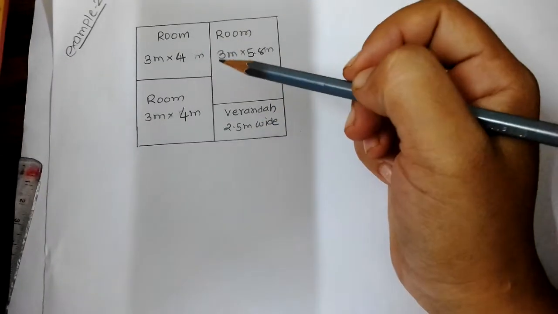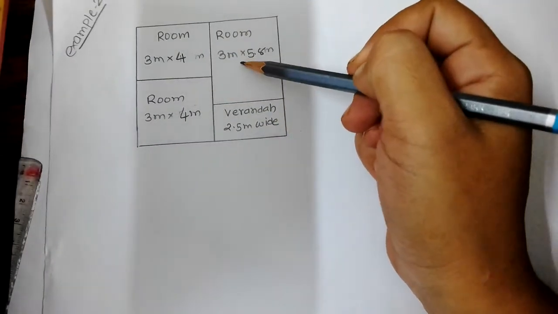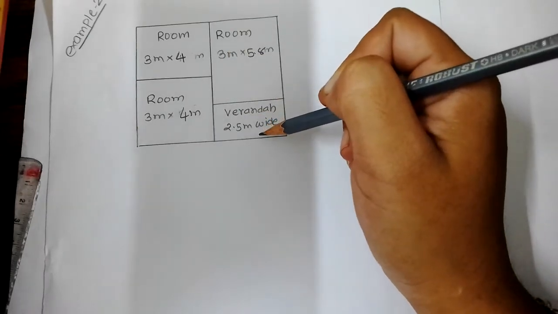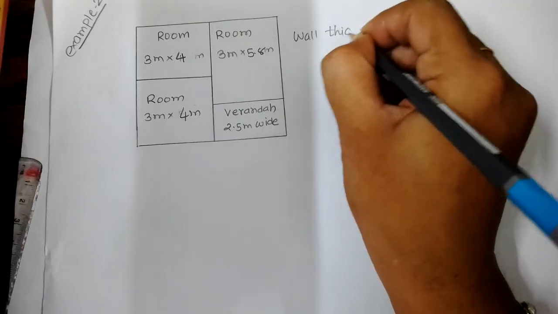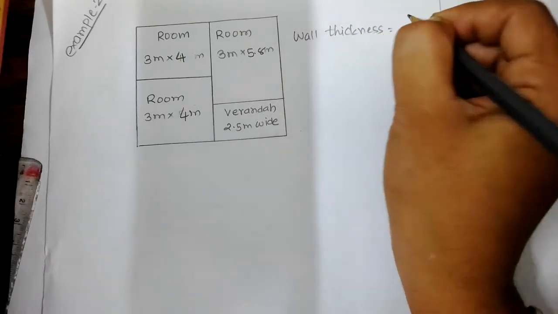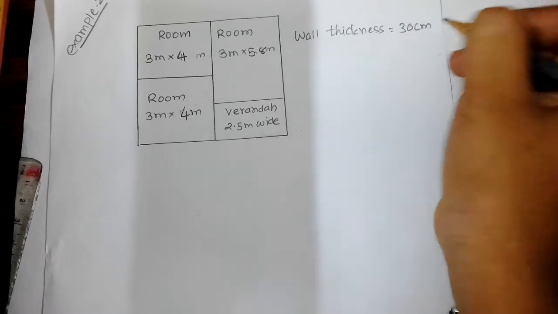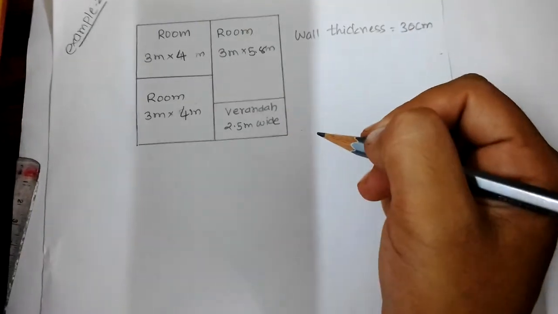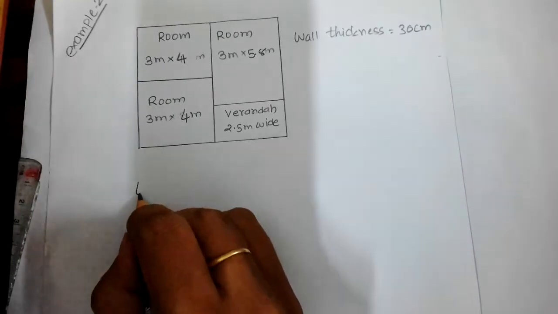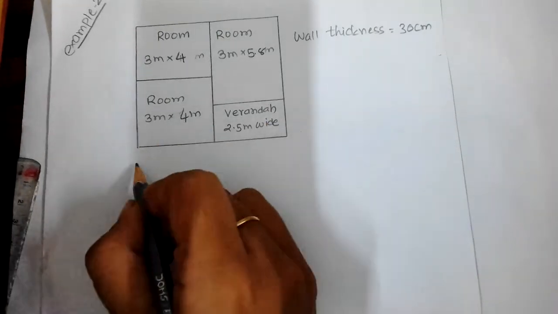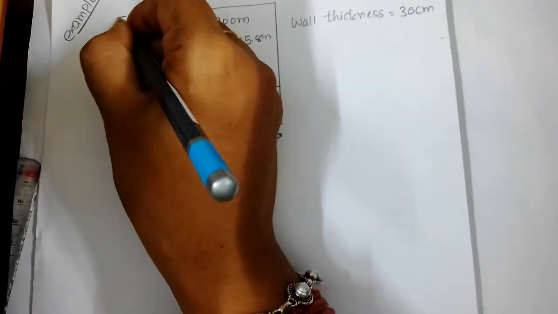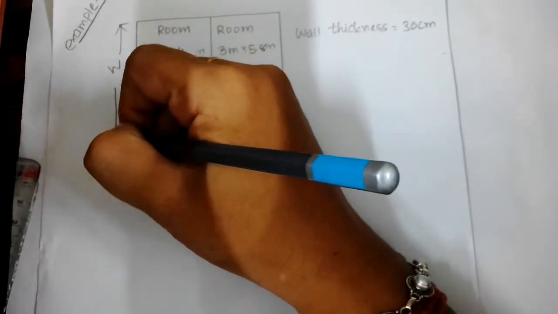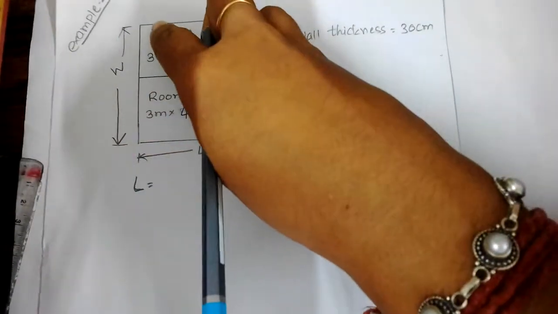So in this example, see 1, 2 and 3 room and veranda 2.5 meter wide. So again in this wall thickness is given 30 centimeter. So now let's calculate what is the total length and width. So now total length. So length in this direction and width in this direction. Okay, x-axis and y-axis.